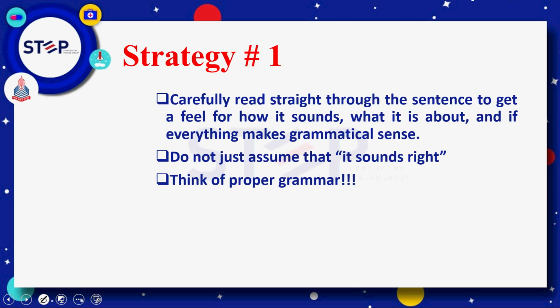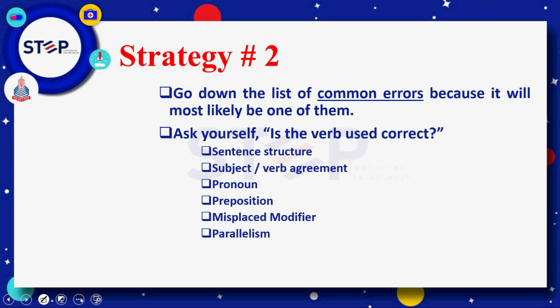Now there are some strategies that we can take up for grammar questions. First of all, carefully read straight through the sentence to get a feel of how it sounds, what it is about, and if everything makes grammatical sense. For example, whether the formula of subject plus verb plus object is fulfilled or not, and things like that. Don't just assume that it sounds right. You're not supposed to assume that everything is correct. Everything should be correct on the ground. Think of proper grammar that we are going to discuss next.